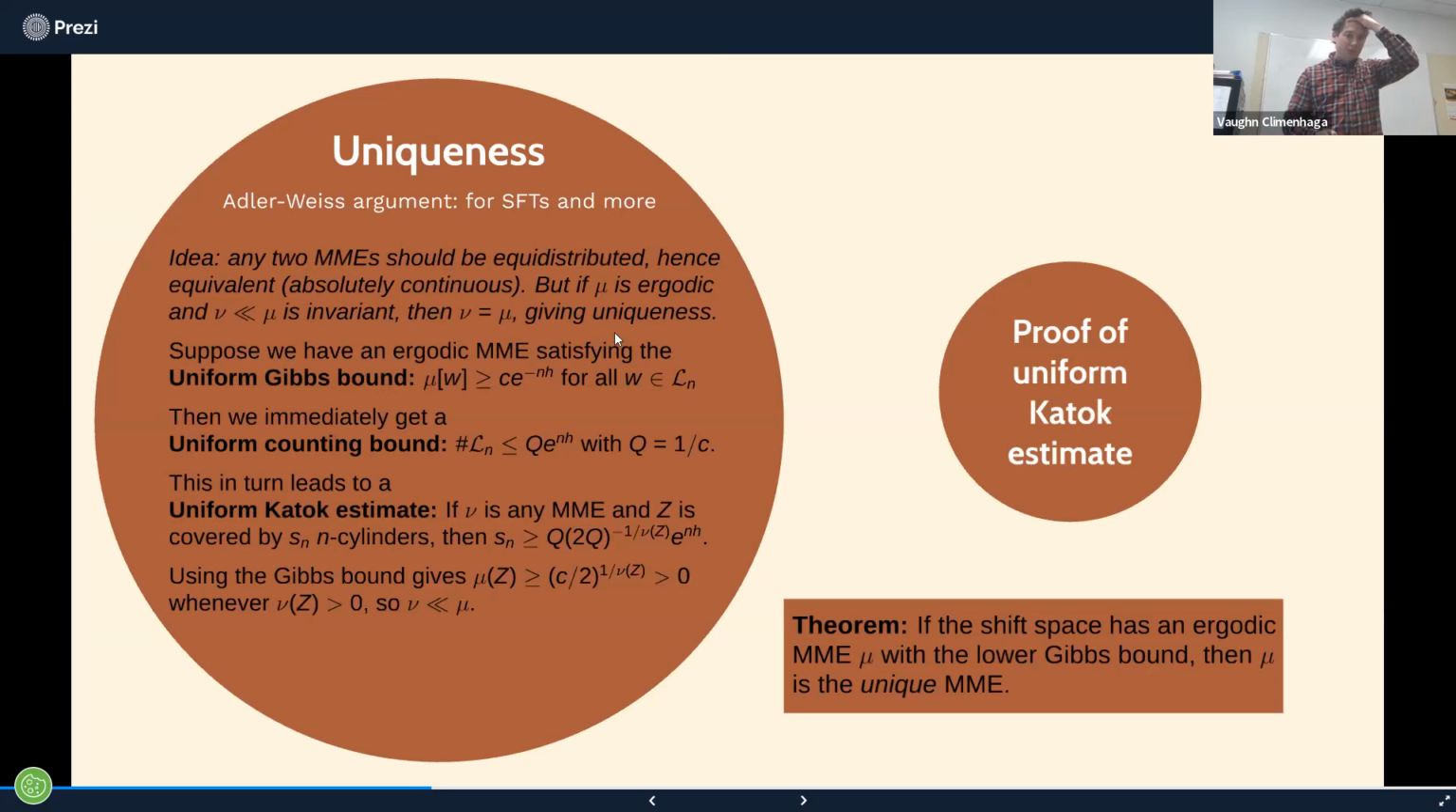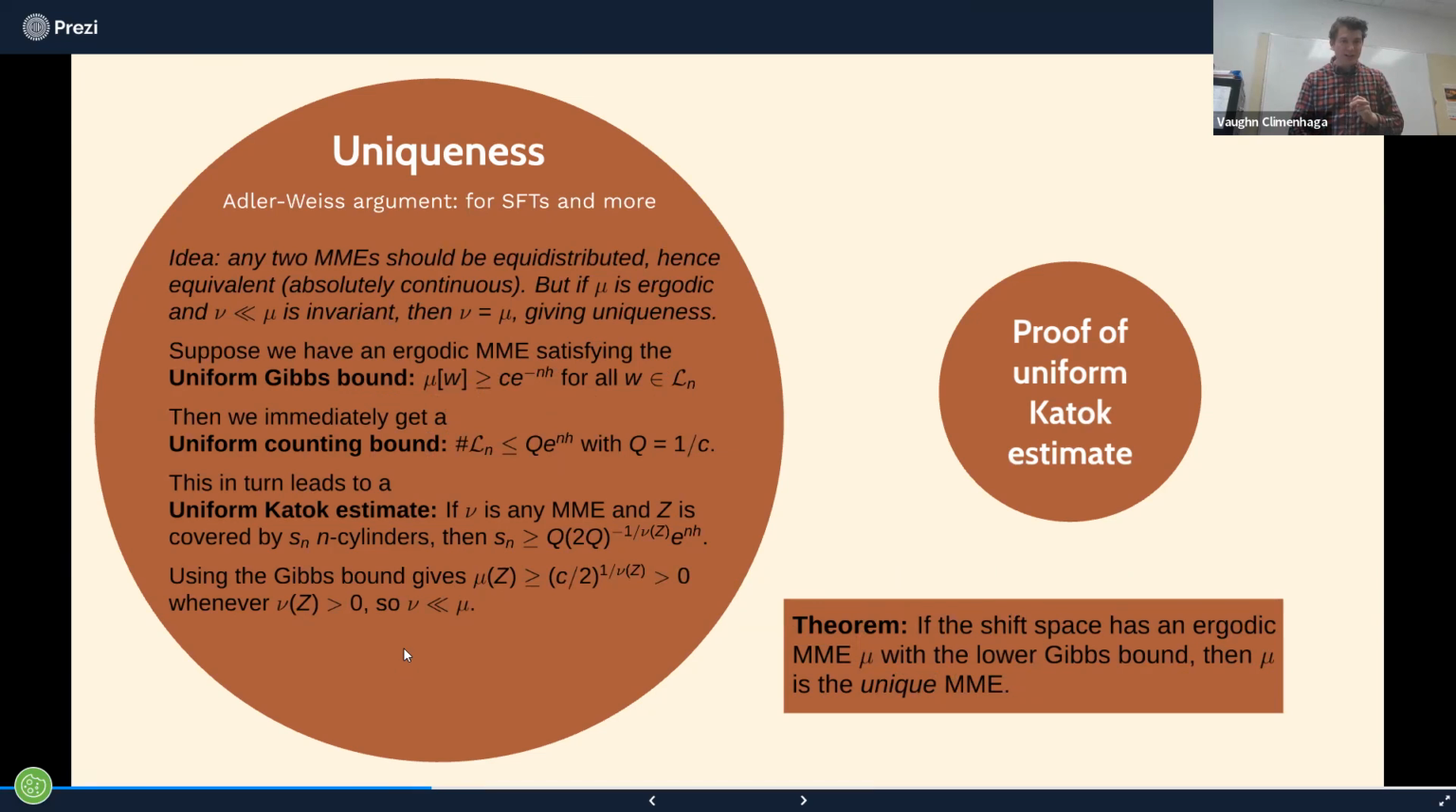I start with an ergodic MME, such as the Parry measure that I claimed can be constructed for subshifts of finite type. And suppose that I somehow know that it satisfies this uniform Gibbs bound, and that's all I know about it. I know that it is ergodic, a measure of maximal entropy, and that it satisfies this uniform lower Gibbs bound. Then, okay, here's the spoiler. The end of the story is that it is the unique MME. So that's the mechanism for uniqueness.